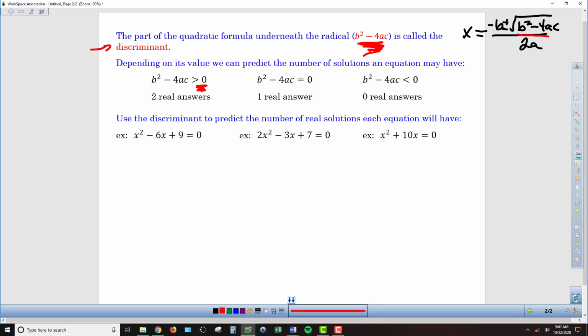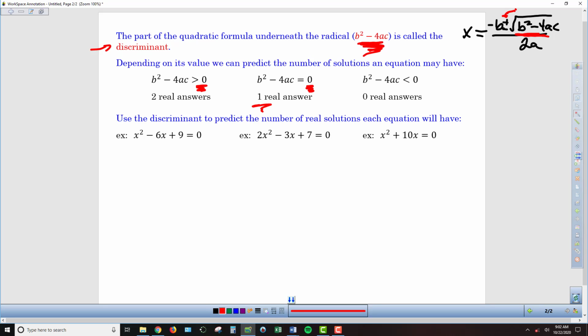If that part underneath the square root symbol, that discriminant, exactly equals 0, well then we're only going to end up with one answer. And the reason for that is when we take the square root of 0, we get 0. And then remember, whatever we have underneath the square root symbol, we're going to add or subtract it from that negative b. Well, whether I add or subtract 0 doesn't make a difference. I get the same thing. So that's why we just basically end up with negative b over 2a, which is the one answer.